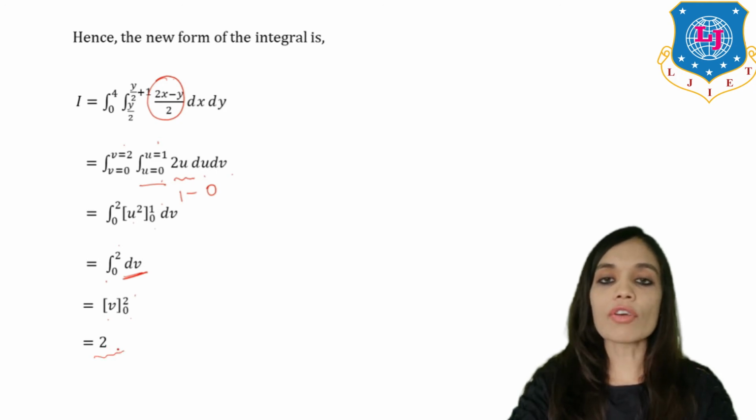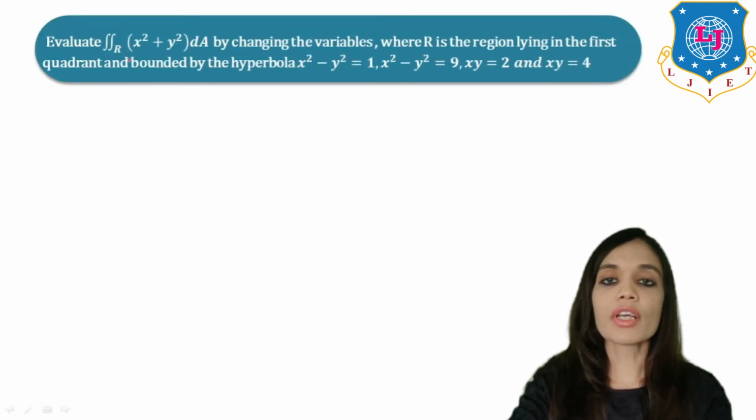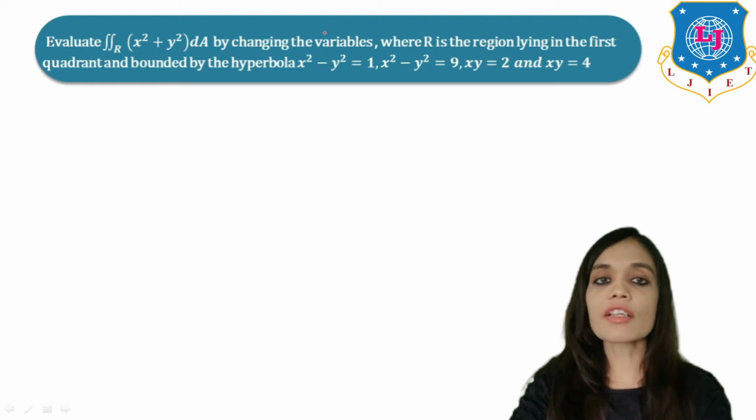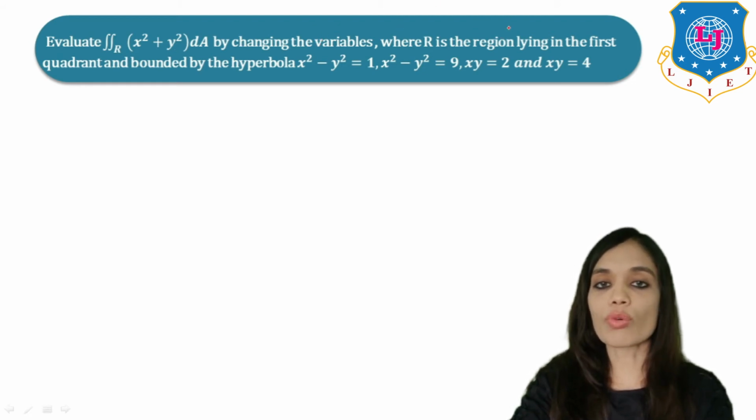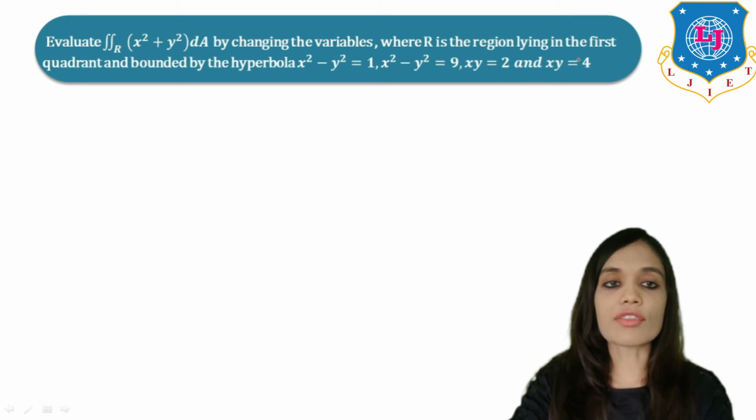Okay? So now let us solve one more example. Here we have to evaluate the integral of x square plus y square dA over R by changing the variables, right? Where R is the region lying in the first quadrant and bounded by the hyperbolas x square minus y square is equal to 1, x square minus y square is equal to 9, xy is equal to 2 and xy equal to 4. Okay, so let us start with the solution.